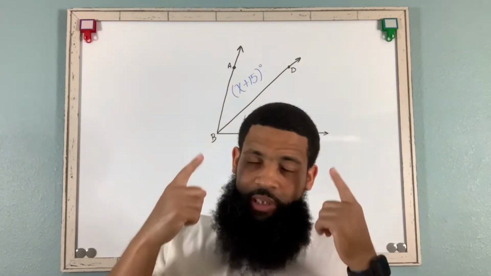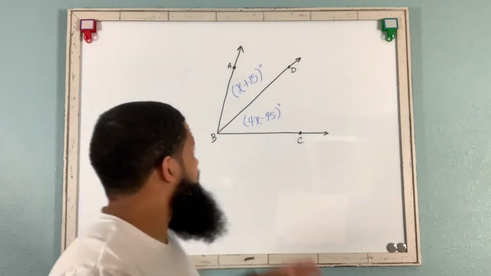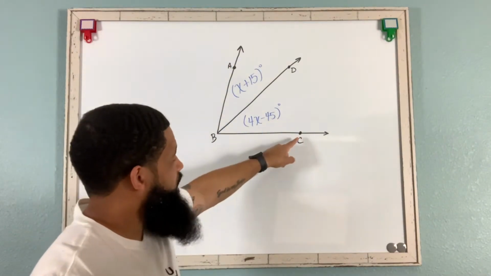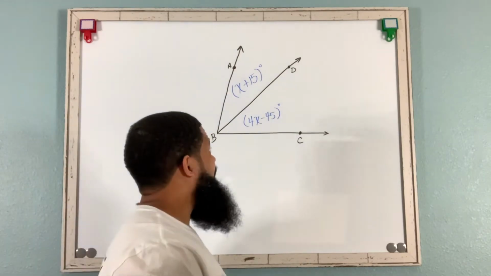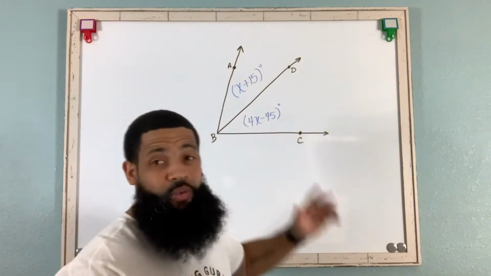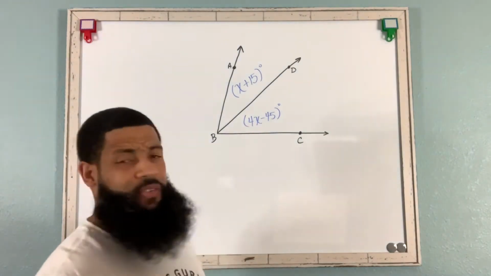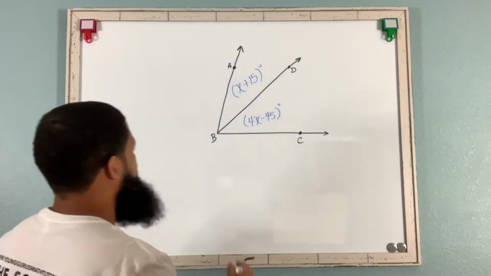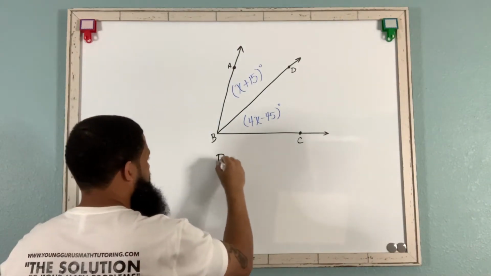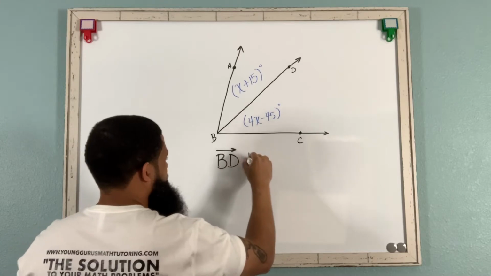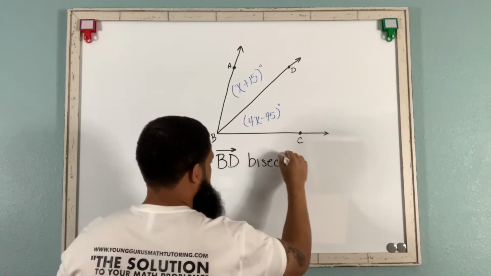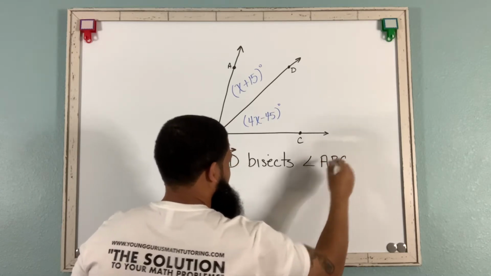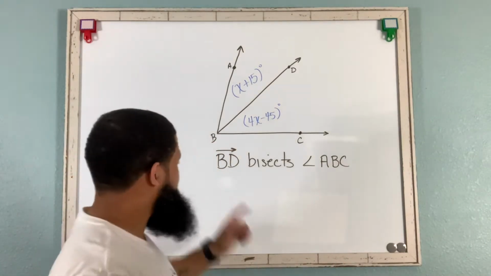So, as you can see in this diagram behind me, we have angle ABC. And remember, you can also label this as angle CBA. And I want to find the value of X. The key thing is you want to see this stated: ray BD bisects angle ABC. I cannot assume that. It has to be stated.